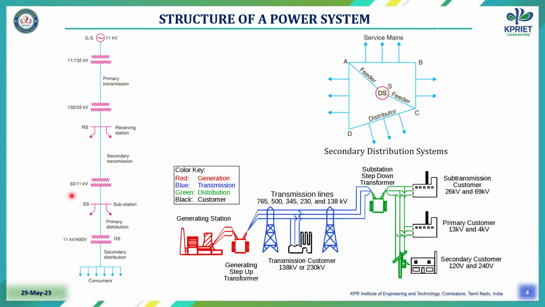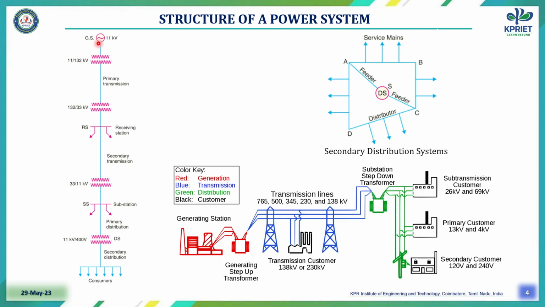At the end of the secondary transmission, the 33 kV is again stepped down to 11 kV. Here the substation plays a role in the primary distribution part. Then again the 11 kV is further stepped down to 400 volt or 440 volt, 3-phase 4-wire system. Here we distribute the power to the consumer, which is called the secondary distribution.